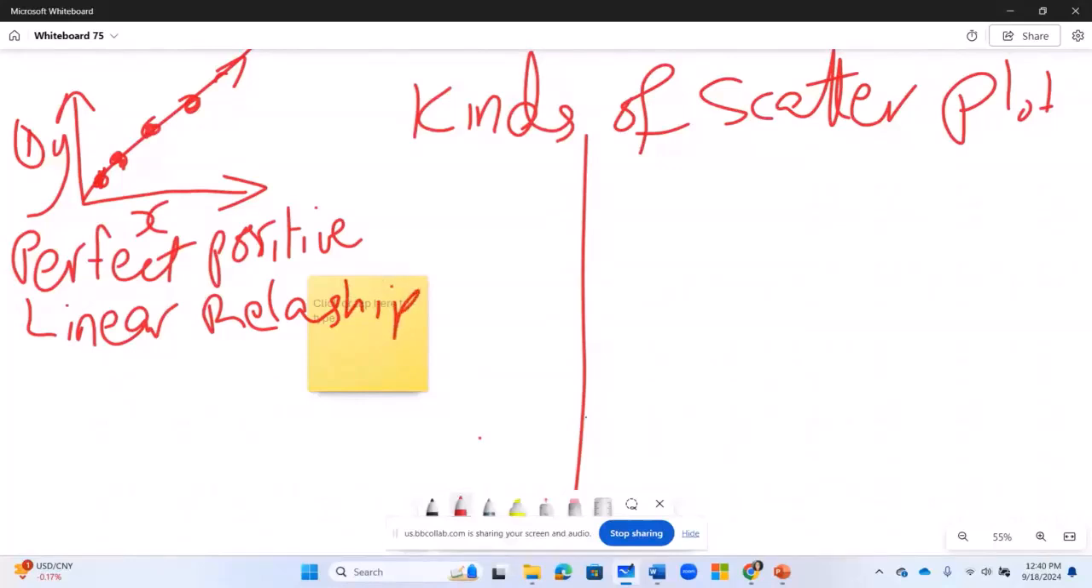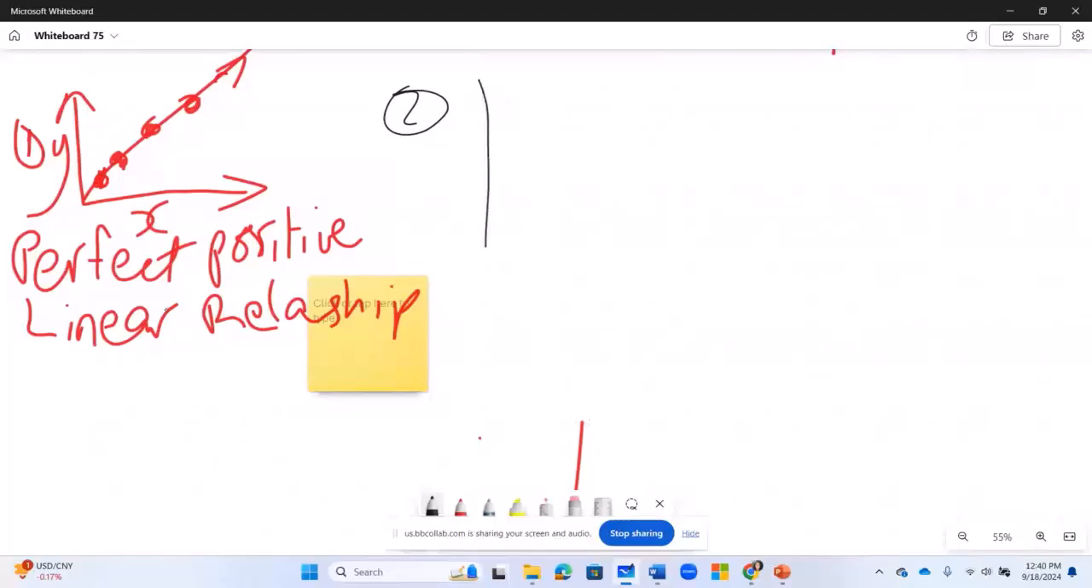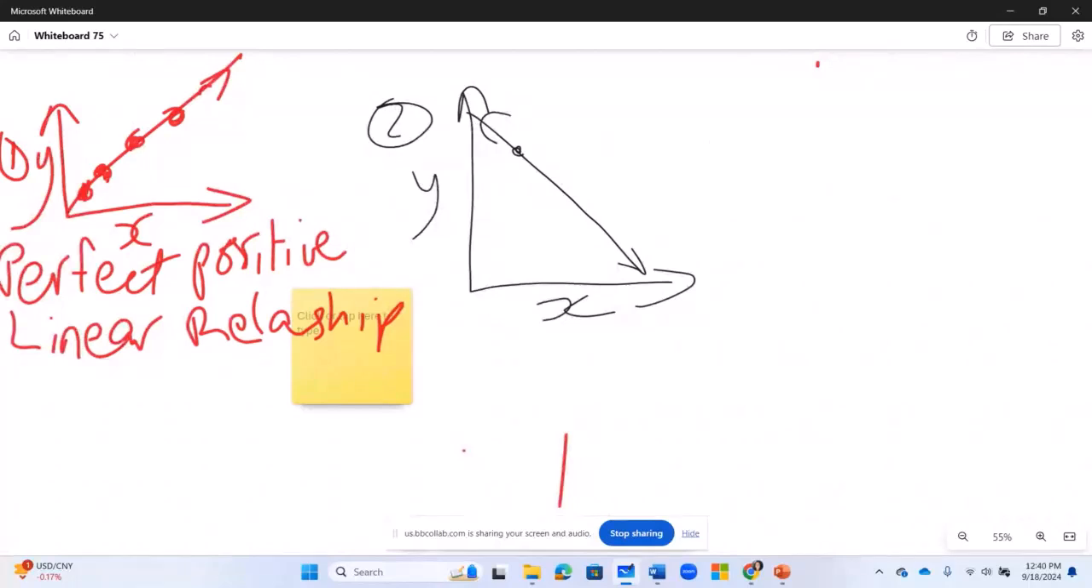Okay, now I'm going to draw another kind of scatter plot. This kind of scatter plot looks like the opposite of the one we just drew. Number 2, suppose I have an L graph where x is the explanatory variable, y is the response variable, and the line of best fit is a straight line such that all the points are on the line.